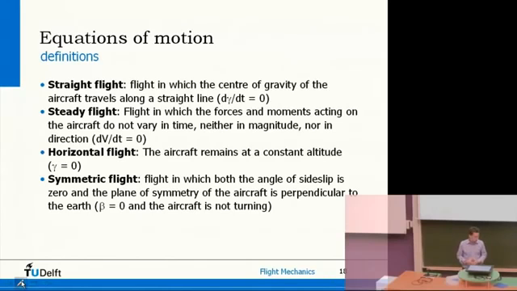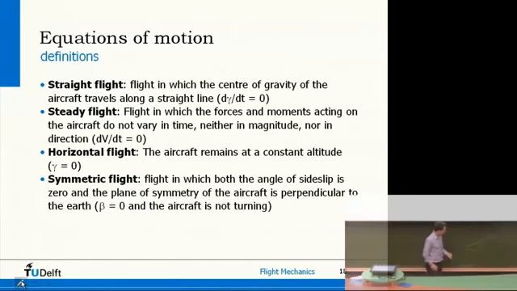Straight flight is maybe a little bit different from horizontal flight. The flight path angle is defined as the angle between airspeed and the horizon. So straight flight just means you're going in a straight line. So the airspeed vector isn't changing direction, which means that gamma may have a value. You might be climbing or descending, but gamma is constant. So the change of flight path angle with time is 0.